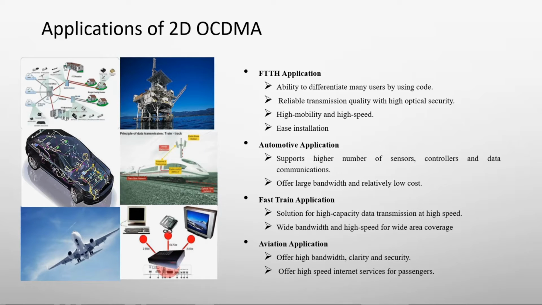In aviation, OCDMA offers a high-speed internet connection for passengers. As we know, it can also decrease the use of copper wire, which will decrease the amount of EMI. Fast trains can also offer a high-speed internet connection for passengers, which is the same as the aviation application.